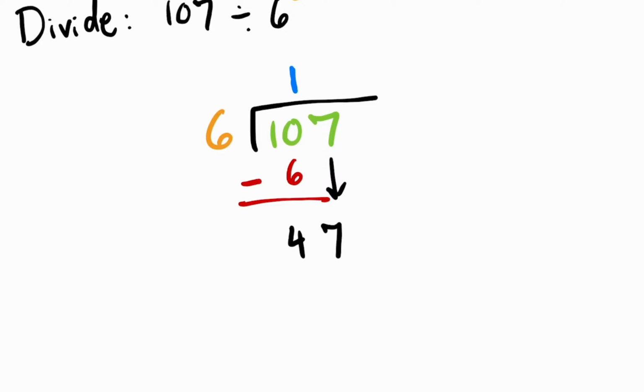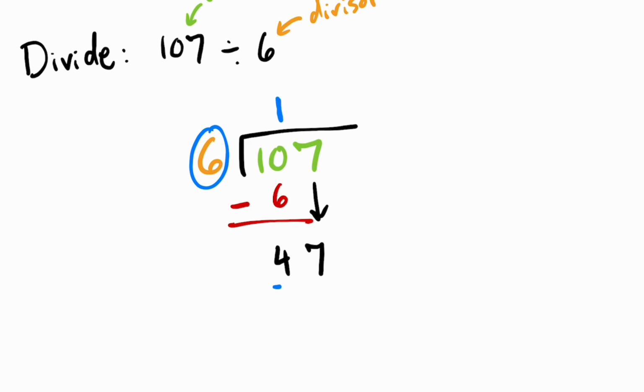From here, the steps that we just followed are just now going to repeat over and over again until the problem is done. So once again, we're going to look at our divisor and the first digit and say, does the divisor 6 go into 4? And if so, how many times? Well, 4 is still too small. 6 doesn't go into 4. So instead, we'll look at 4 and 7 as a 47 and say, all right, does 6 go into 47? And if so, how many times?